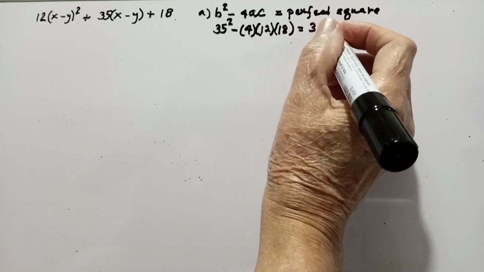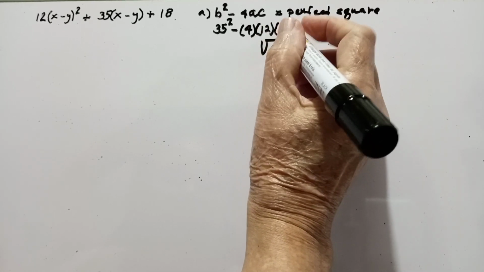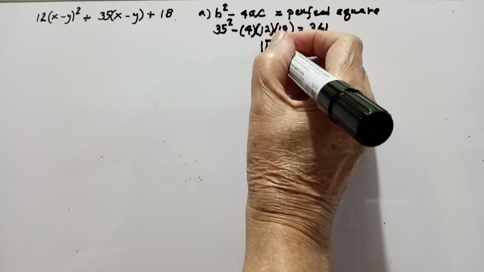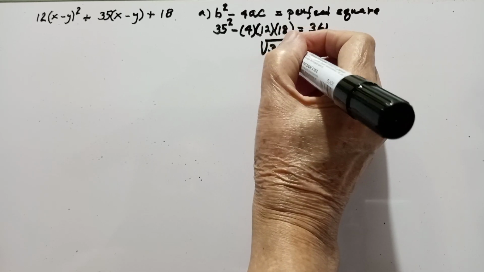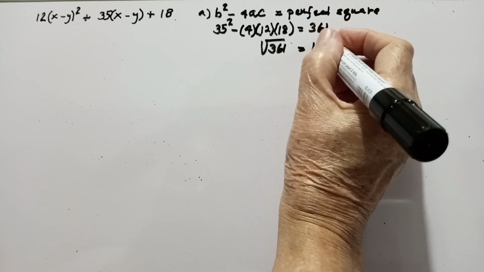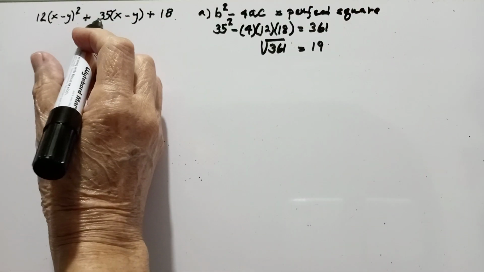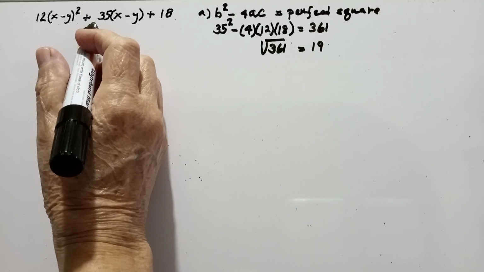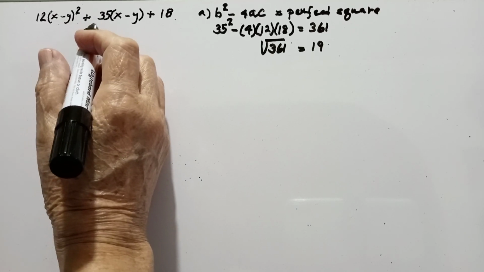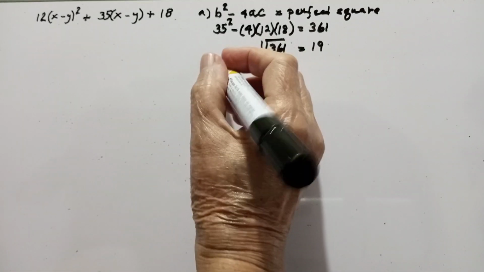Now we will find the square root of this. We have 361. The square root of that is equal to 19. So this trinomial is a perfect square, so we can factor this one. Now let's go to the next step.